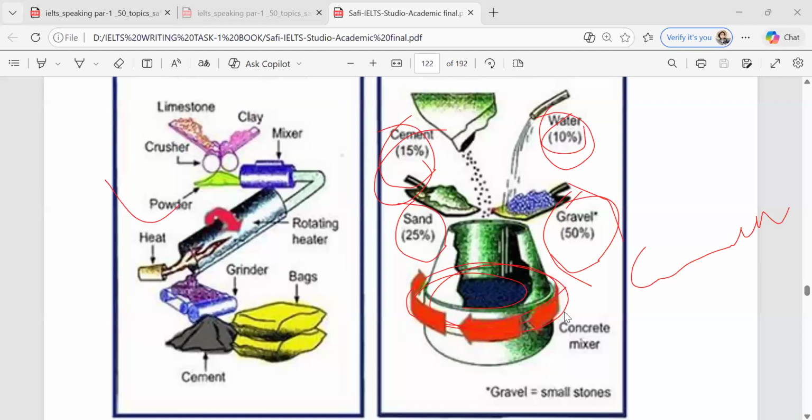So one paragraph on this and the second paragraph on this part. First of all, introduction, then overview paragraph, and finally we reach the two main body paragraphs, and that's how you can write it.